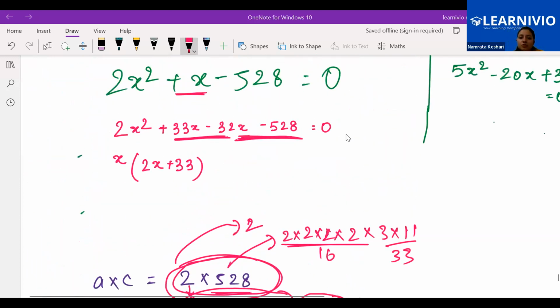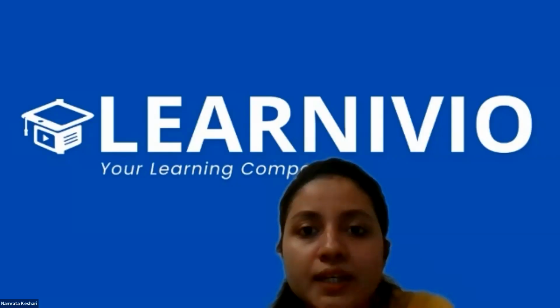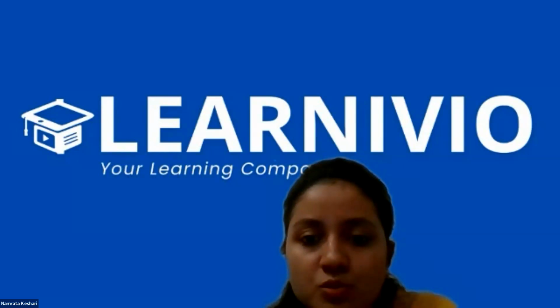Please tell me from the next two terms what can be taken out as a common factor. 32 and 528. 1 is not there. See, 528 is divisible by 32. Check it. 528 is completely divisible by 32. Please check. How many times? Please do check.